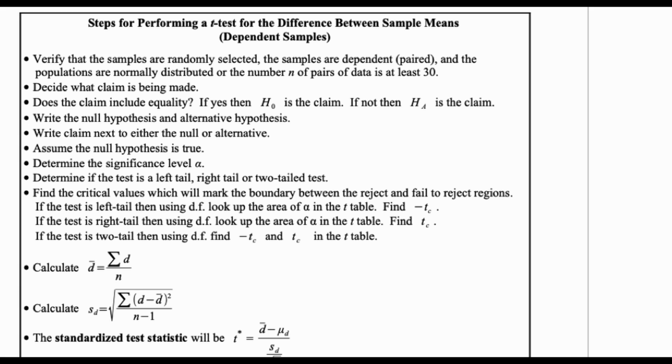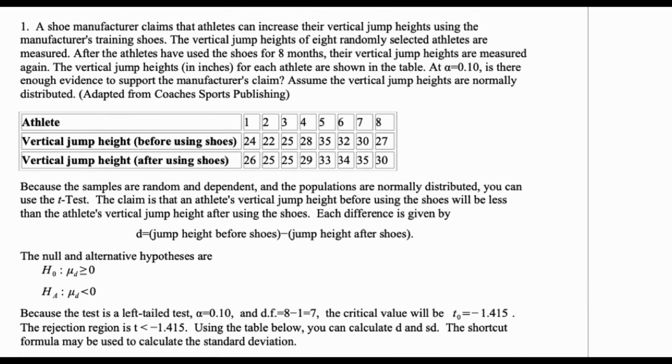Here are the steps for performing this kind of test. We want to verify that the samples are randomly selected, that the samples are dependent paired, and that the populations are normally distributed, or n is at least 30. Let's check out an example problem here and see if we can follow along with the steps.